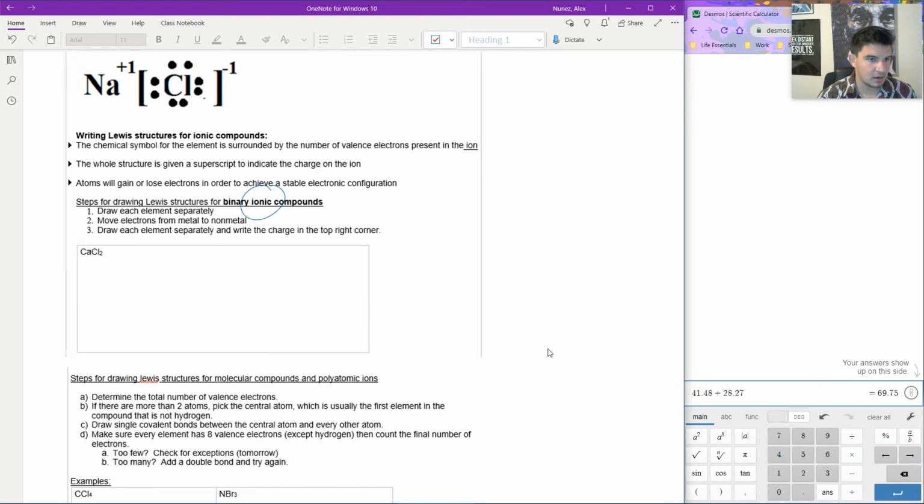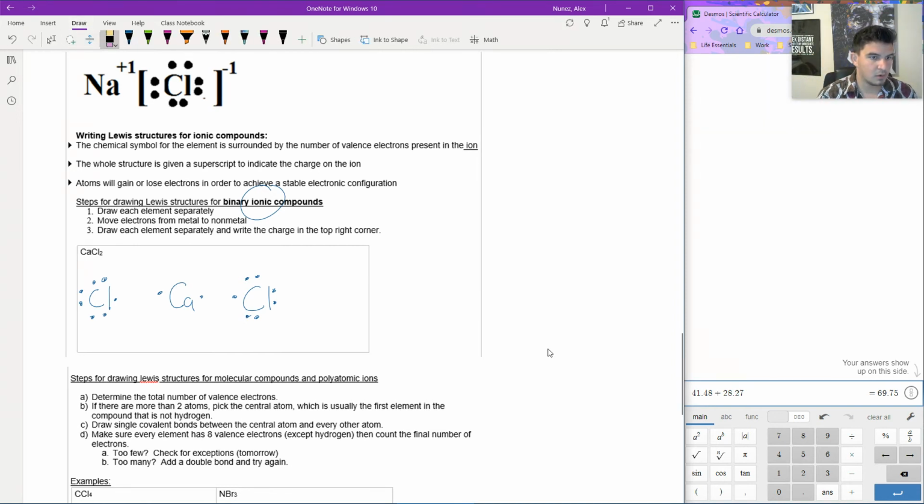So I'm going to put calcium in the center. Calcium is our metal. We have chlorine. Chlorine has 7 valence electrons. You can look at the periodic table to confirm this. Calcium has 2 valence electrons. Chlorine, again, has 7. So what this means is calcium is willing to give its electrons away. So it is going to give 1 electron to this chlorine and the other electron to this chlorine. Now chlorine has 8 valence electrons. It's happy.